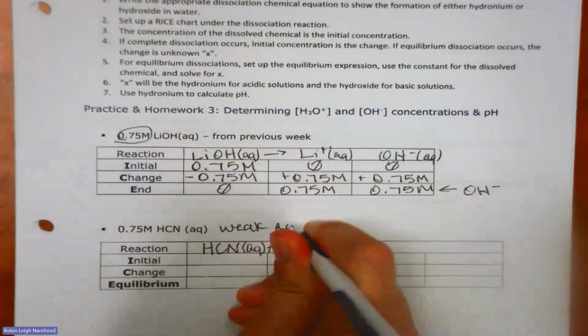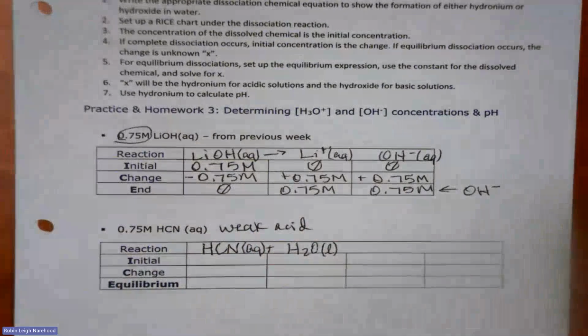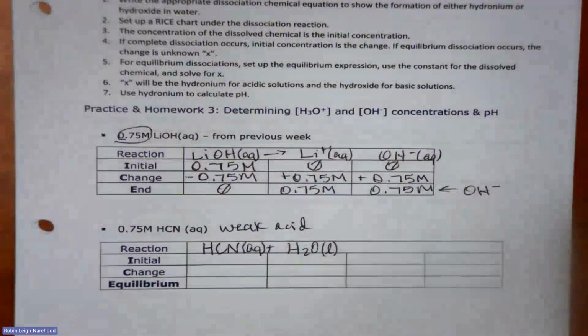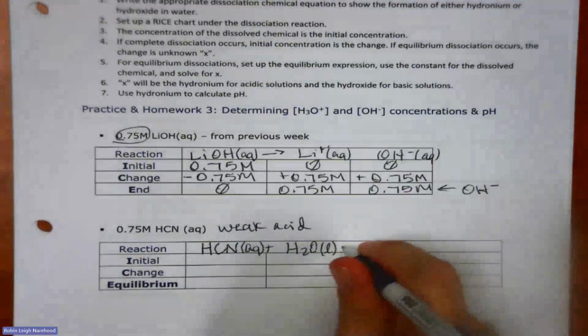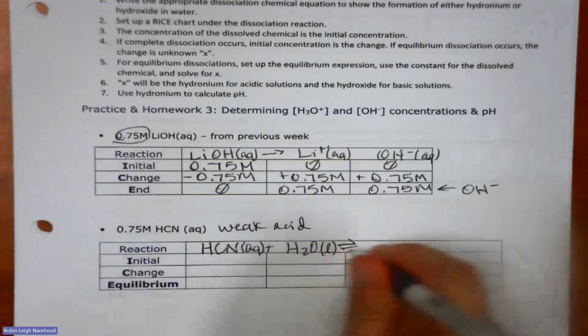The other thing, you should have written this dissociation at the end of week 4. It was in the weak acid section of the homework. So a lot of the ones that I have chosen are ones from the previous week. So, okay, it's weak, which means there is an equilibrium.